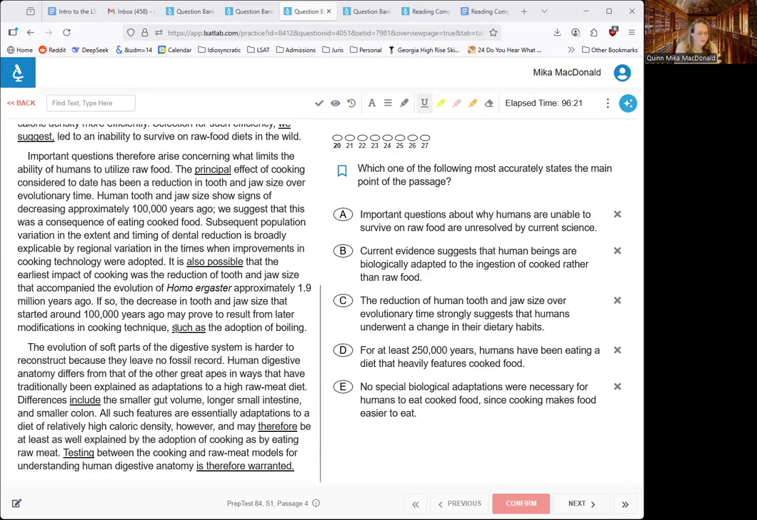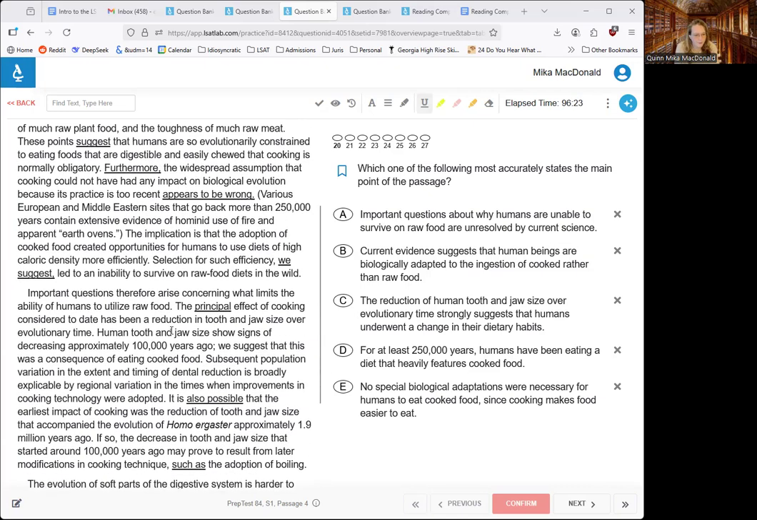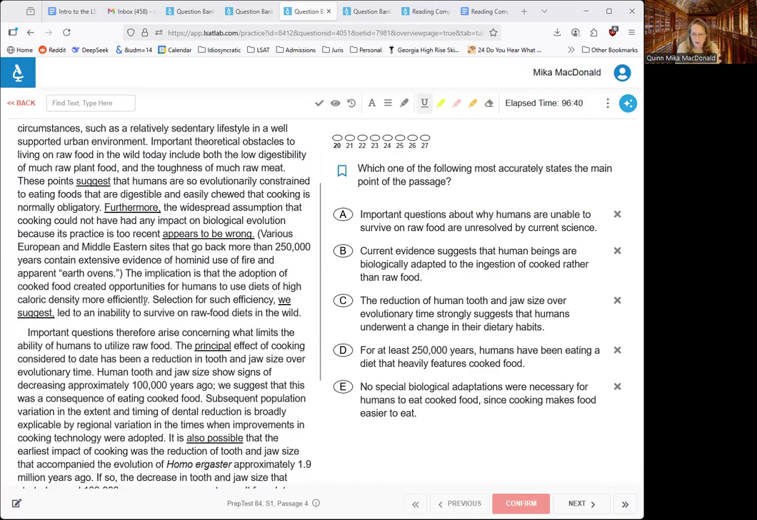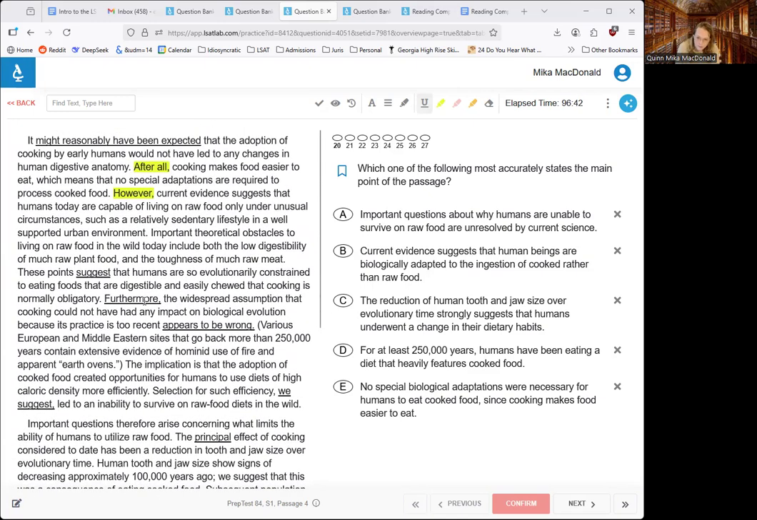All right. So at the end of the day, the most important thing to take away substantively is that our author is thinking about two ideas, right? Number one, why can't we eat raw food anymore or live off of raw food anymore? And number two, how would cooking have changed us to make that outcome happen?